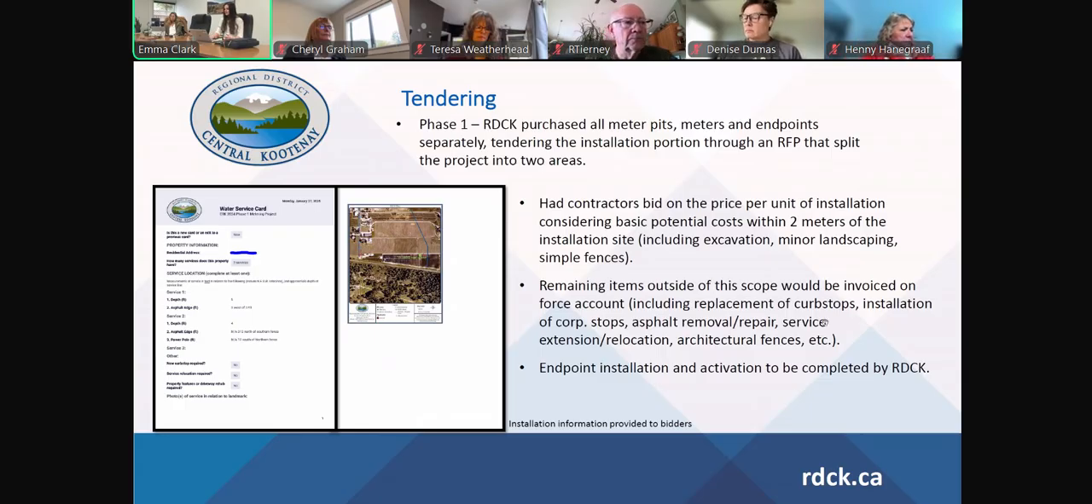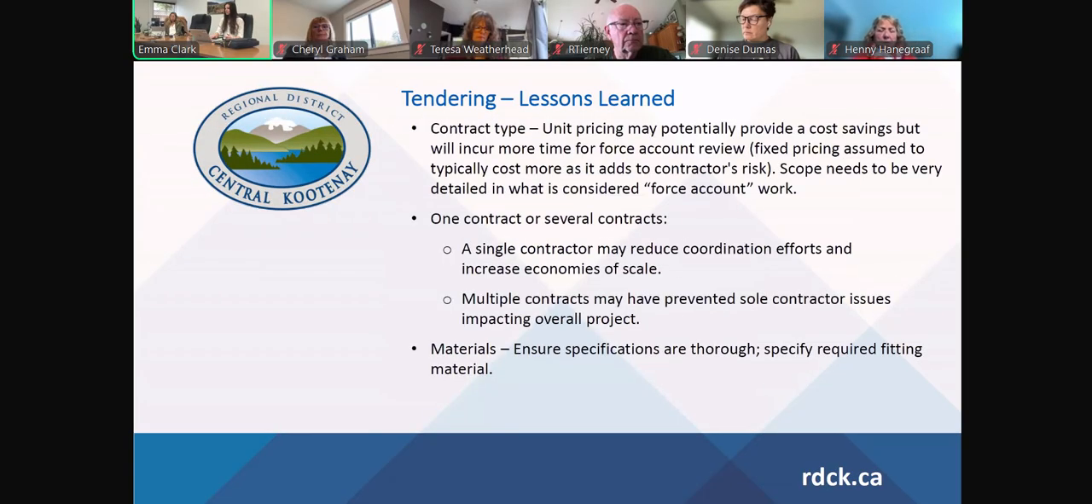Next slide, please. For these next tender packages, we're placing more of the responsibility on the contractor, having them include more pricing for more restoration processes. There still will be some force account work, but it'll be far less than the original phase 1 tender package, which should reduce staff time significantly.